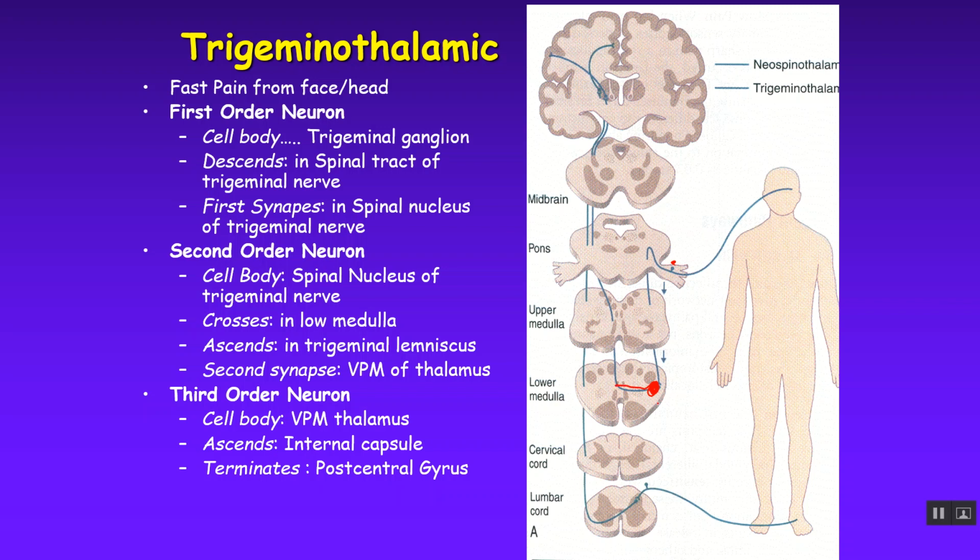They cross in the lower medulla, so they come down and cross over to the other side. They cross in the trigeminal decussation, but don't worry about that. Once they cross over, they ascend as the trigeminal lemniscus, kind of like the spinal lemniscus and the medial lemniscus. You're in the brainstem here, and it's ascending as a lemniscus, so it's called the trigeminal lemniscus. So the second order neuron ascends in the trigeminal lemniscus, which essentially ends up joining up with the medial lemniscus.